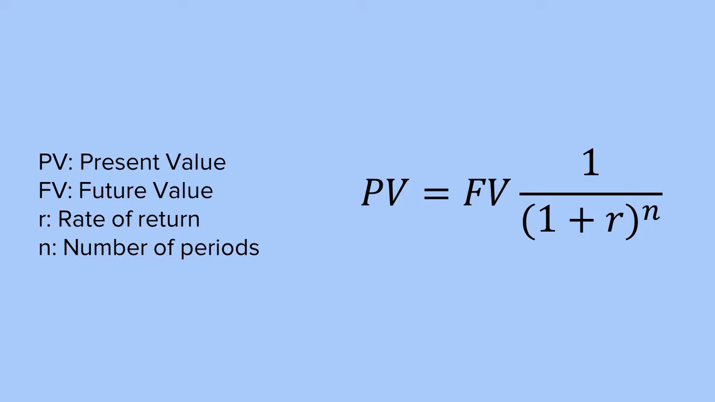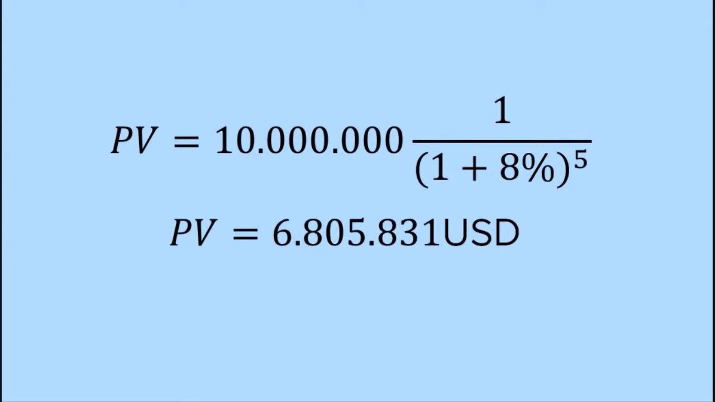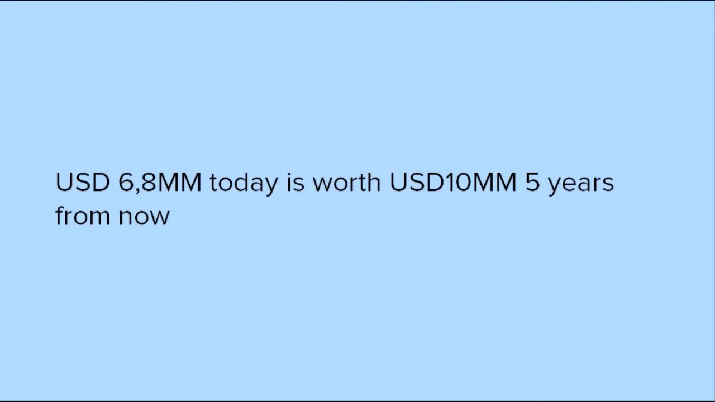We'll use this handy formula, where the future value is the amount of money you expect to receive at the end of the period. So, applying the formula, we get that PV is $6.8 million. So, $6.8 million today is worth $10 million 5 years from now. In other words, this answer tells us that receiving $10 million in 5 years is the same as receiving $6.8 million today, if the time value of money is 8% per year compounded annually.